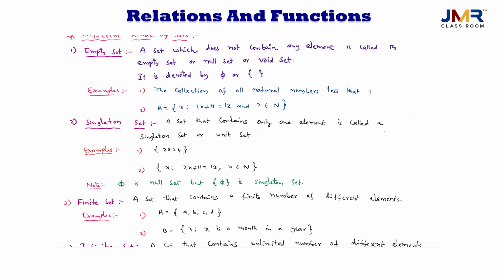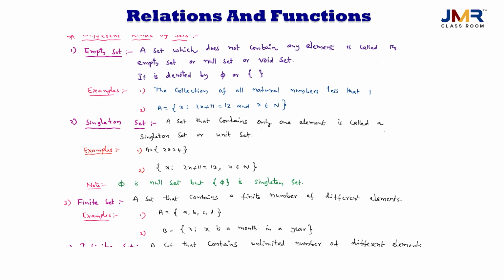The second kind of set is called singleton set. What is meant by singleton set? A set that contains only one element is called a singleton set or unit set. Examples: A equals to set of 2024. So this set A contains only one element, which is 2024, so it is called a singleton set.